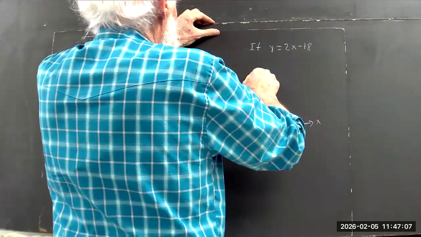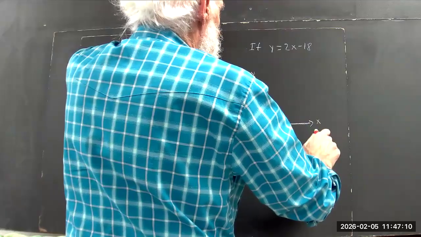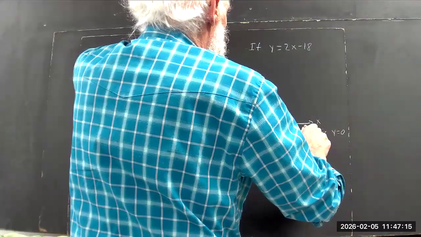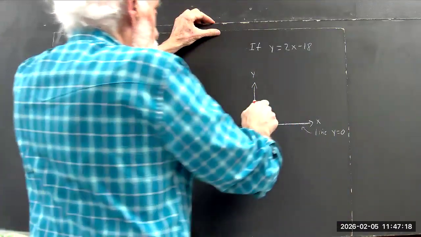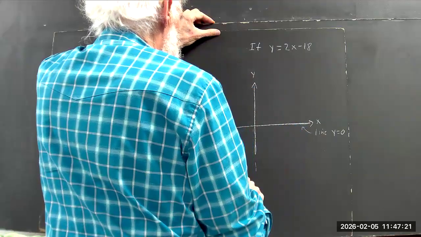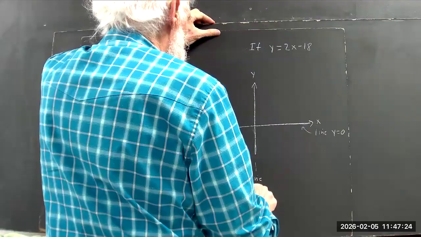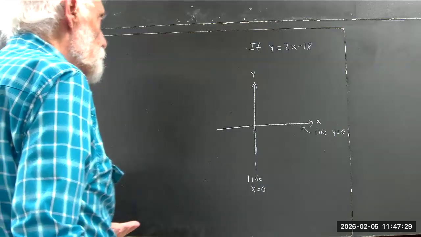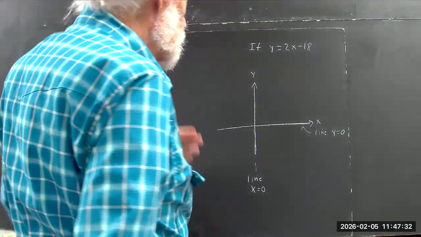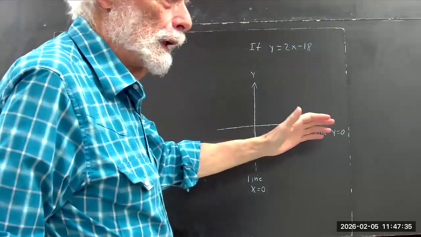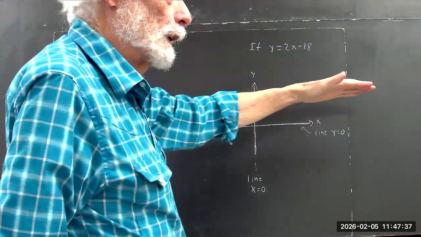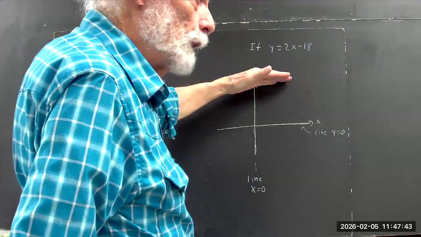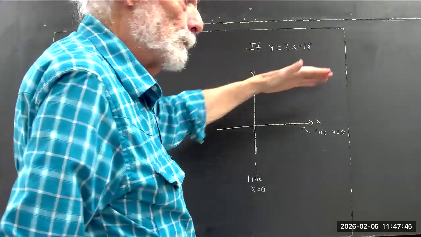Here's the x-axis, here's the y-axis. The x-axis is the line y equals 0. The y-axis is the line for x equals 0. Whatever your straight line, it's going to intersect the x and the y-axis, unless the line is completely horizontal, like y equals 5 would be a horizontal line. You would never intersect the x-axis. It would be 5 units above the x-axis forever.